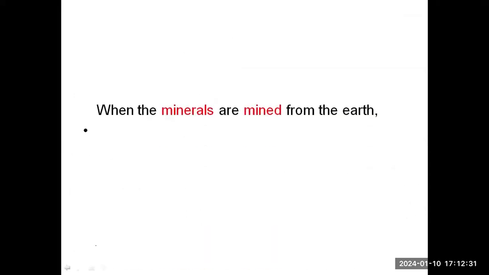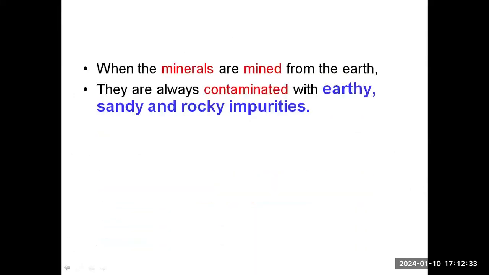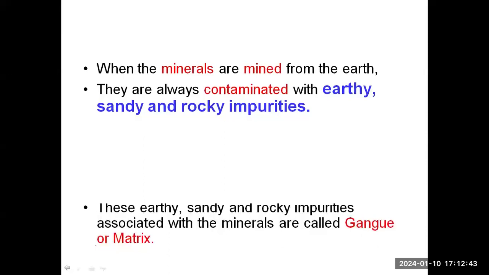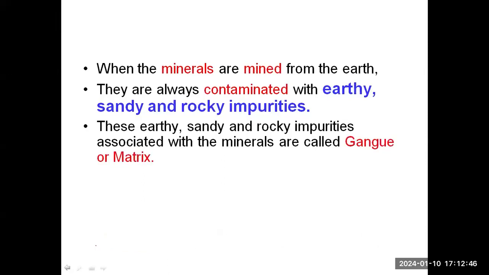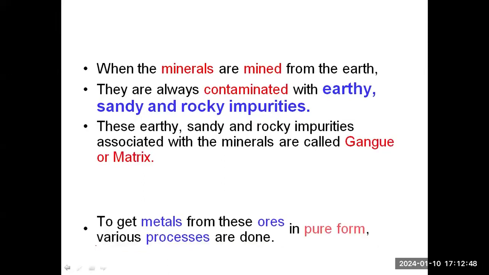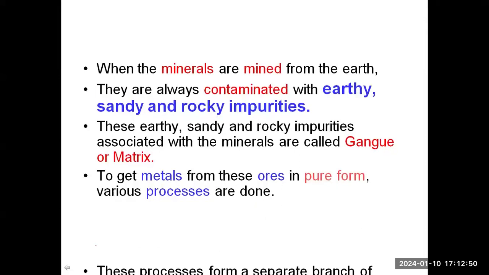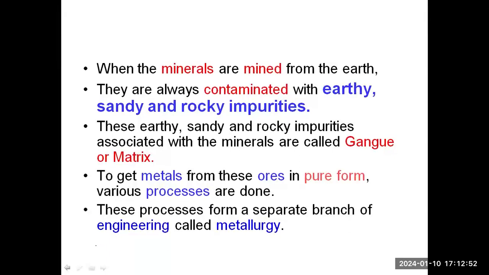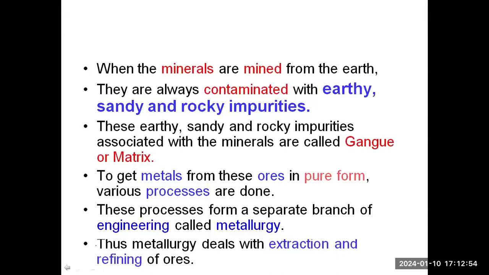Now, when the minerals are taken out from the earth, they have a whole lot of impurities in them along with the metals. So we need to get rid of the impurities so that we can get the metal in the free form or the pure form. So this all is a part of metallurgy. So let us see now what are the steps of extracting metals.